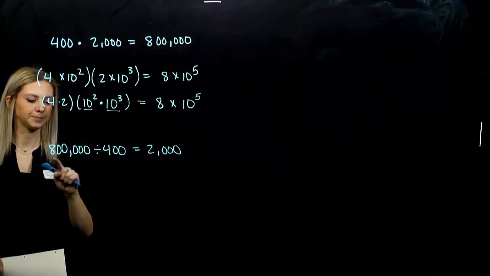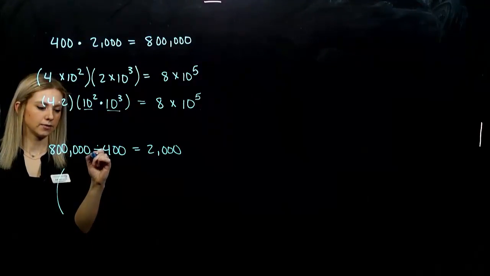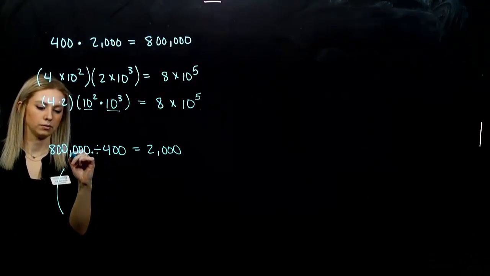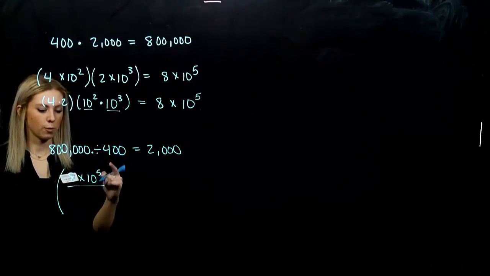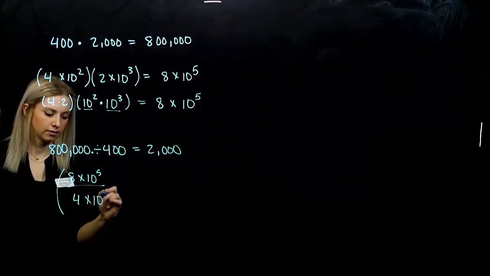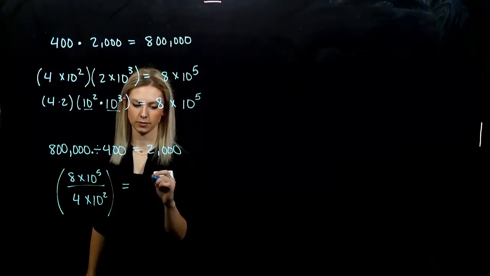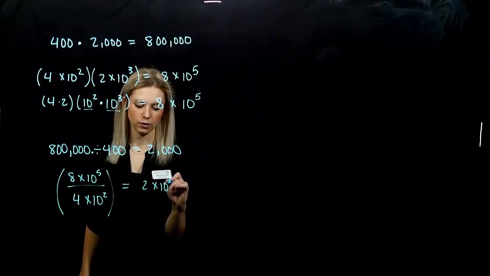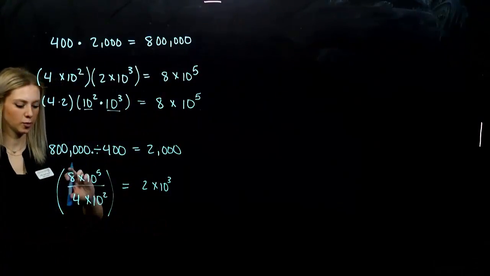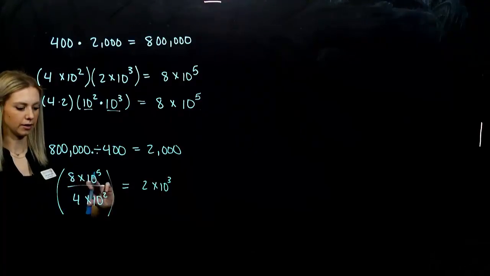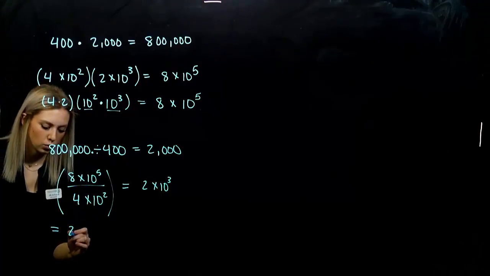Same story down here. Again, 800,000 as scientific notation looks like what? 1, 2, 3, 4, 5. 8 times 10 to the fifth. Divided by 400, so 4 times 10 squared. What does that come out to be, scientific notation-wise? 2 times 10 cubed. And with our division, okay, we can group our normal constants together and then our powers of 10. So when I divide 8 by 4, I get 2.